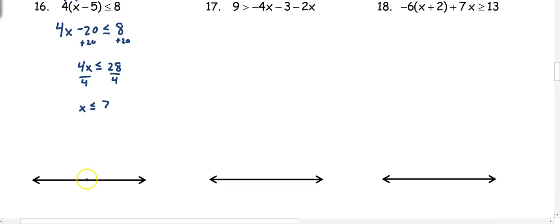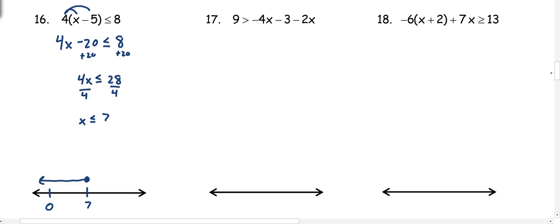So on our number line, we're going to put 7 and we're going to put 0 to the left of it because it's a positive number. So at 7, looking at our sign, it's going to be a closed dot because it's a less than or equal to, and then we're going to shade to the left.